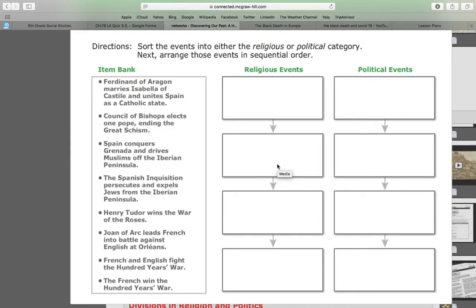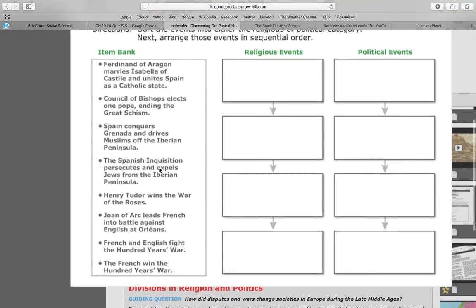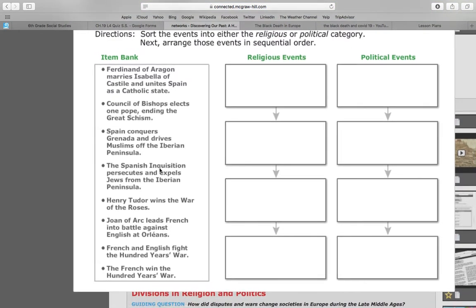All right, look with me here. This is still coming from lesson 5. This is more of the notes that I want you to look at. And let's look at this. So these are events that took place throughout the late Middle Ages. All right, so we're looking at religious events and political events that we talked about in this lesson.